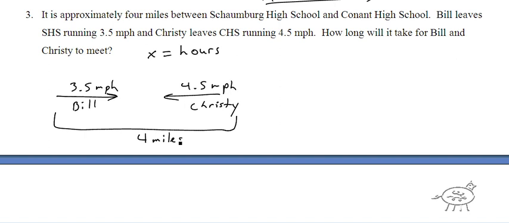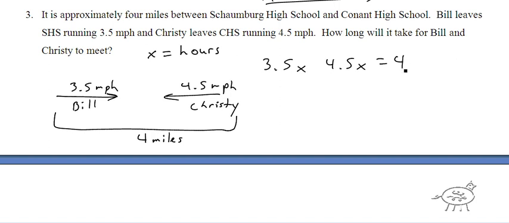So there's a key word here: miles per hour. What I always tell you guys is, when you see "per," like in all the other problems we've done, it's always multiplication. So this is going to be 3.5x, and it's going to be 4.5x. And that's going to equal 4 miles.